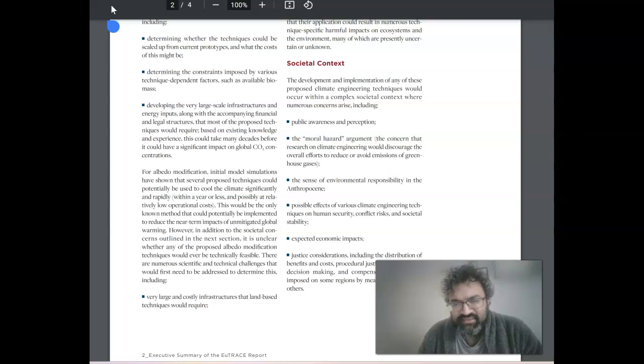Then the sense of environmental responsibility in the Anthropocene, and that's the phase that we're in. Possible effects of various climate engineering techniques on human security, conflict risks, and societal stability. Expected economic impacts, and then justice considerations, including the distribution of benefits and costs, procedural justice for democratic decision making. So understanding where this justice is, that's important.